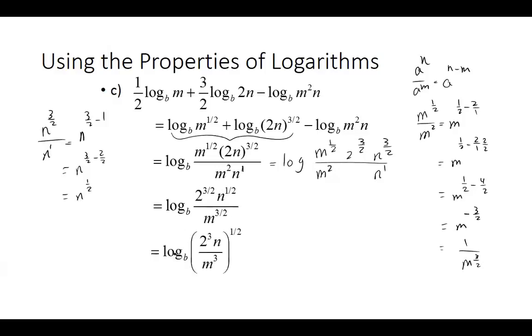So that would be log of 2 cubed, n to the power of 1, m to the power of 3, the whole thing to the power of 1/2. If you want to write it this way, you can too. Which really is the second root of 2 to the power of 3, which is 8n over m cubed. You write it as a single logarithm this way.